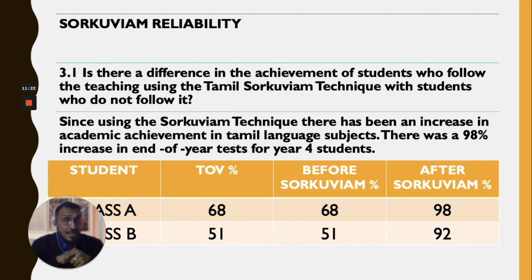As you can see in the data, in class A the achievement before Sorkuviam was 68%, and after we used the Sorkuviam methodology, 98% of the students were able to achieve the objective of the lesson, and they were able to construct words based on the basic meaning of the vocabulary. And in class B, from 51% before Sorkuviam, we were able to achieve 92%. So indeed we can see that there is an improvement in academic achievement in Tamil language subjects.